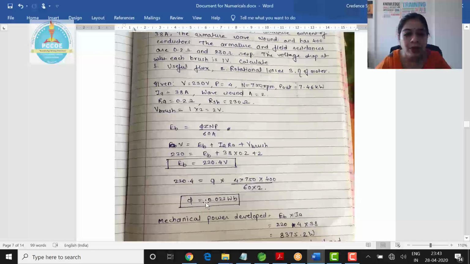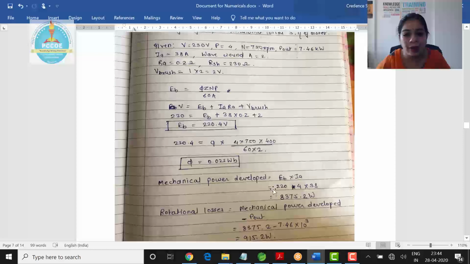That is 0.022 Webers. I'll explain it again. First we have calculated the value of EB by this second formula of EB. By finding the value of EB, we have put that value of EB here so that I can get the value of flux phi. So phi, that is the useful flux we have calculated, which is nothing but 0.022 Webers.